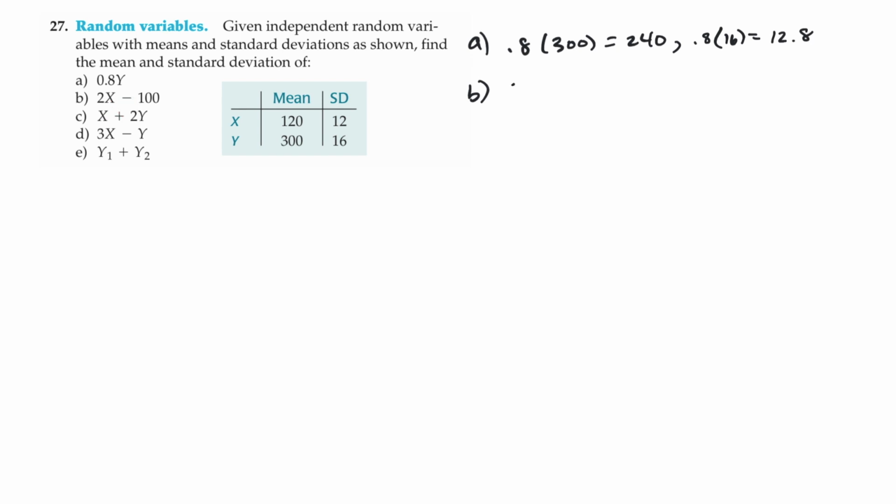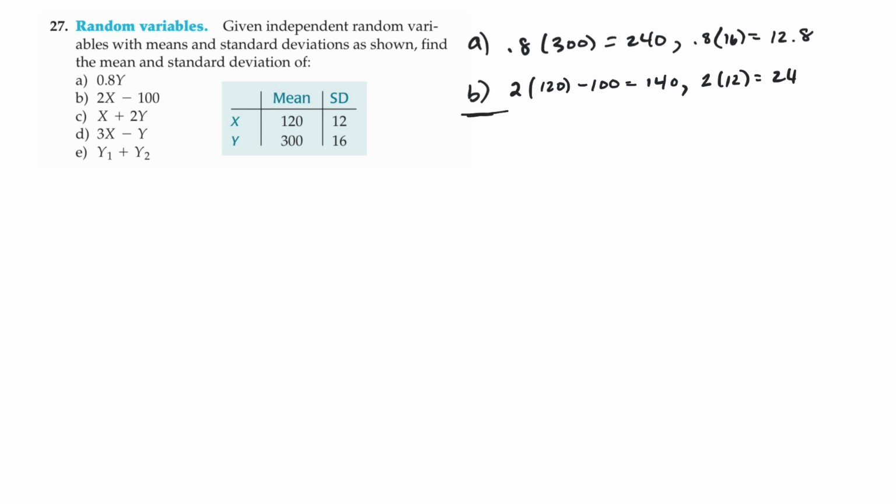So we're going to have 2 times the 120 minus 100 to get my new mean. That's going to be 140. And then in this example, it's just going to be 2 times 12 to give me 24 as my new standard deviation. Remember, the 100, the subtraction, doesn't affect any measure of spread.